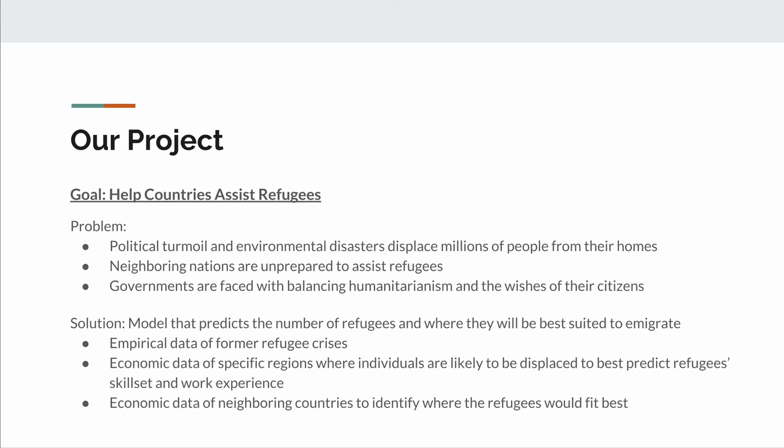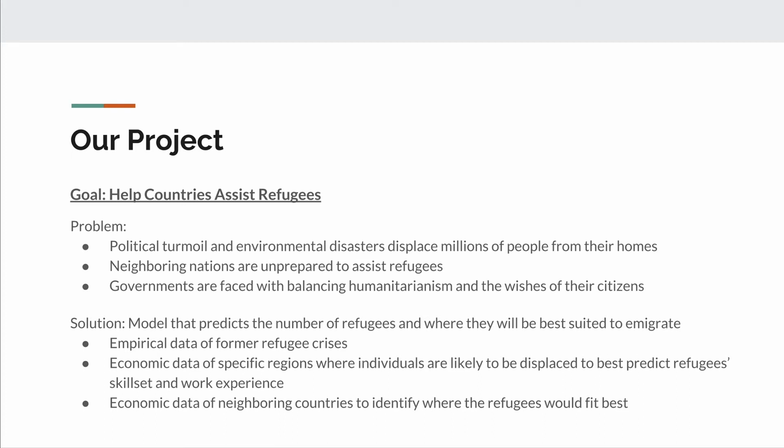Countries are usually unprepared for these crises due to issues like infrastructure or xenophobia, and their governments are faced with difficult decisions in an attempt to balance humanitarianism and the desires of their citizens. While there are many analytical studies that attempt to display the economic impacts of refugees, both positive and negative, our project attempts to tackle the problem from its root.